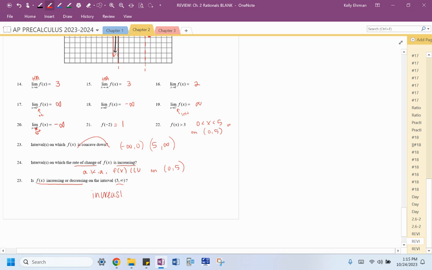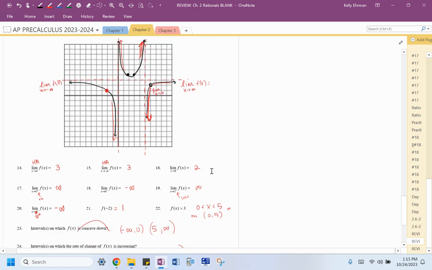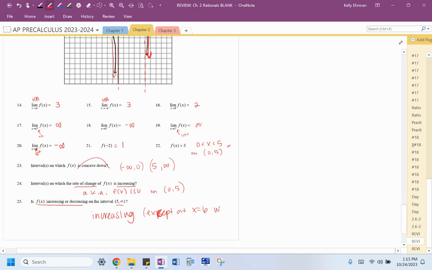I didn't catch this in my answer key, but there is a hole at 6. So, except at x equals 6, where f of x doesn't exist. A function can't be increasing at a point where it doesn't exist. So I should have said 5 to 6, 6 to infinity.